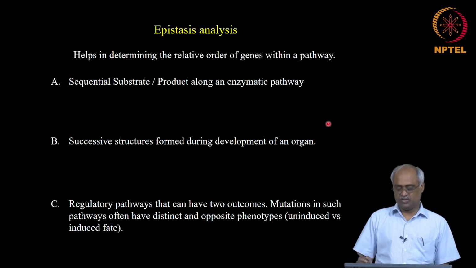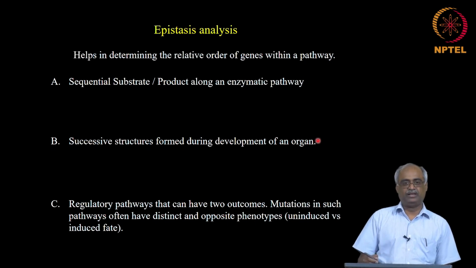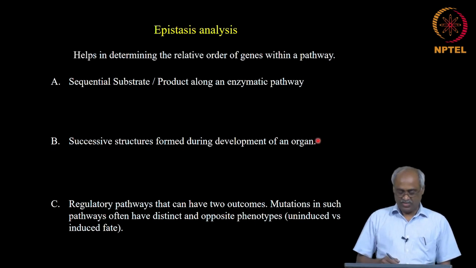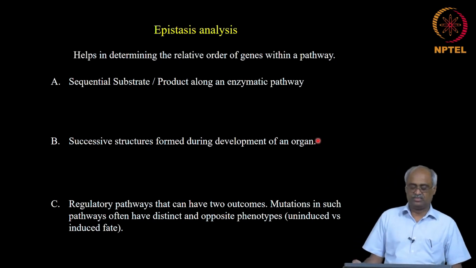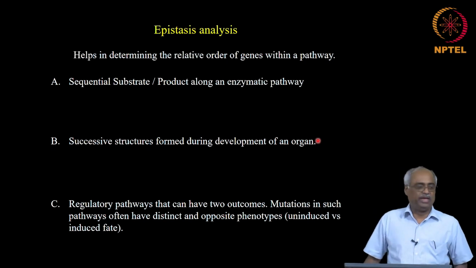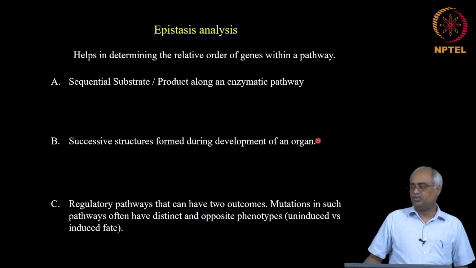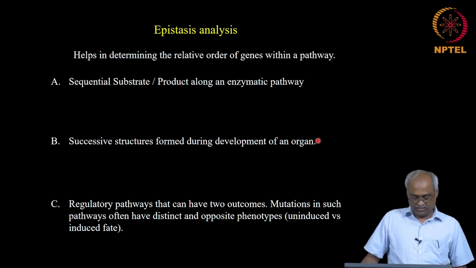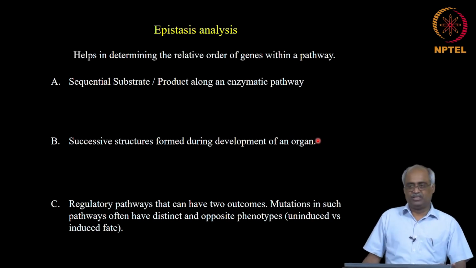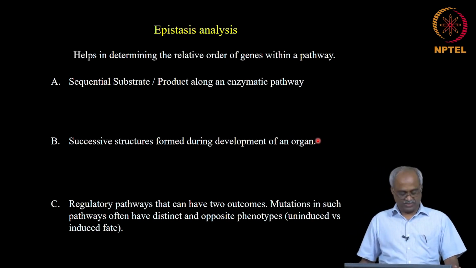The point is you are making something in which there are multiple intermediate steps and intermediate structures. So, these two are very similar, the substrate product along an enzymatic pathway or successive structures in making an organ. So, you make a limb bud, then it protrudes some more, then it spreads into making different bones, and then you have the web dissolving to make your form. So, that sort of a structure. So, these two are clubbed together here, okay. So, we are going to see that way when we are going to do epistasis.